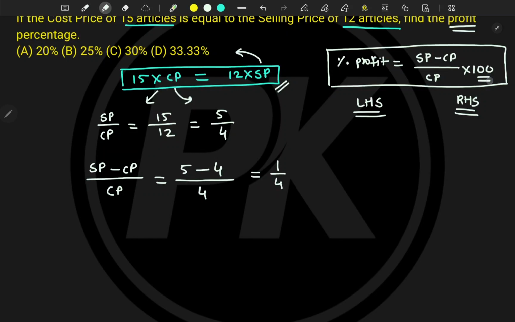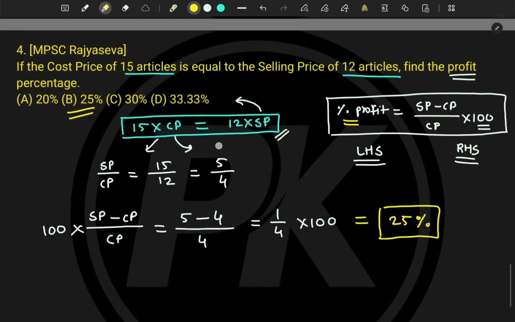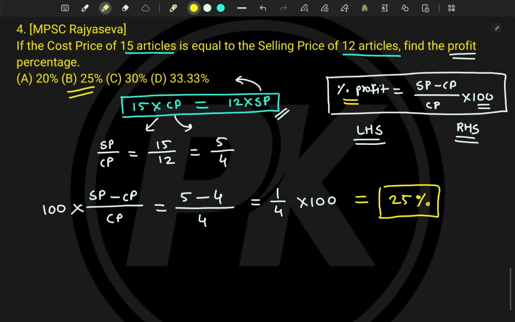Now what is remaining here? Into 100, that is only remaining. So again I will multiply into 100. If I do the further calculation, that will be equal to 25, and it is in percentage. Hence the percentage profit will be 25 percent, and hence option B is correct. Okay, so we have seen 4 problems. Now let's move to the next type of problem.